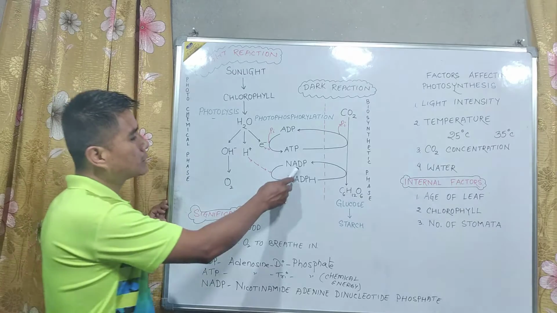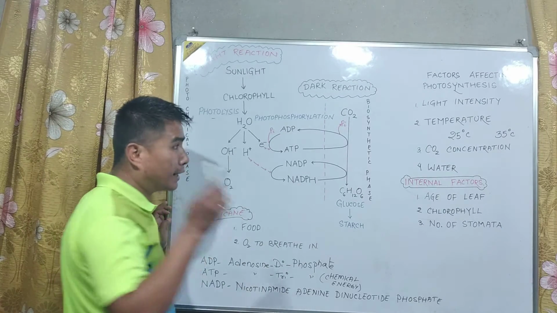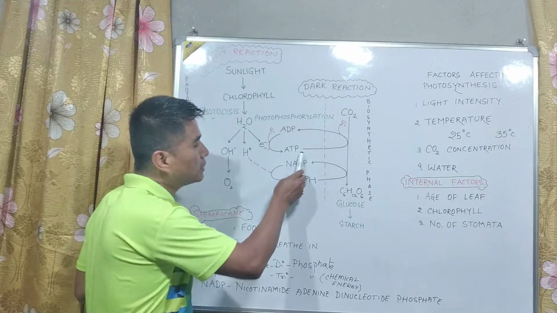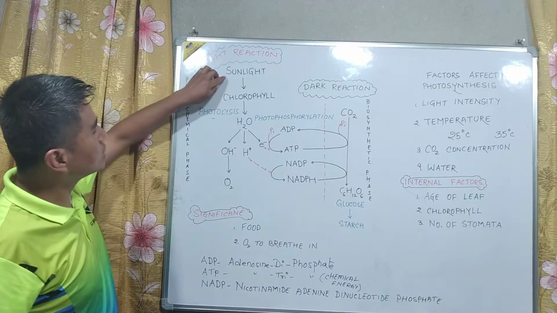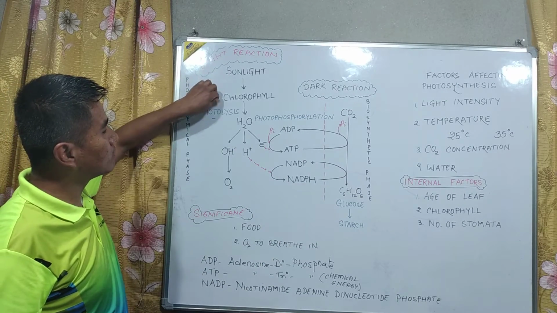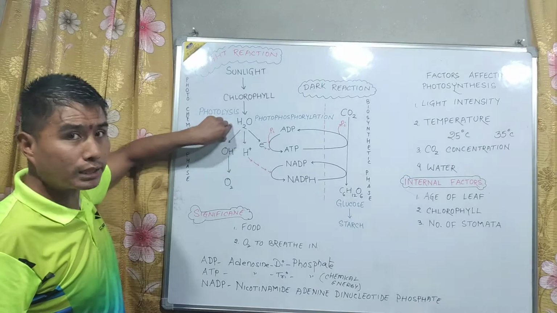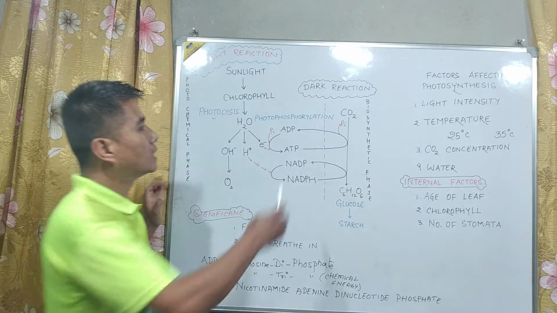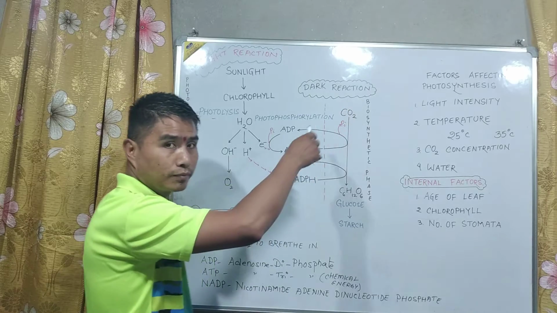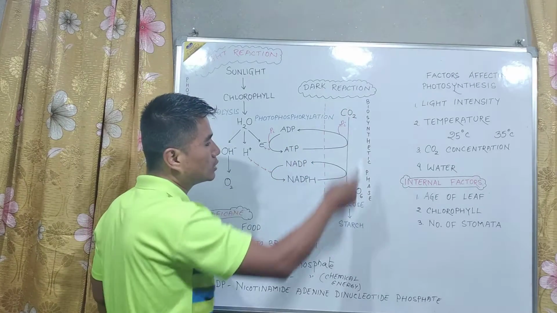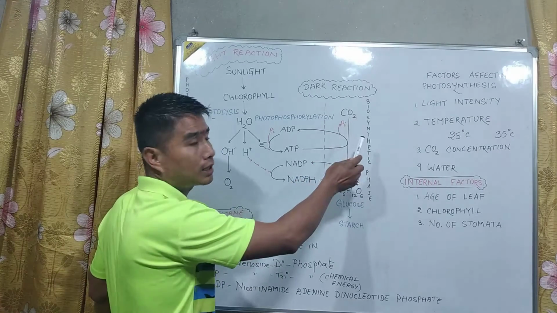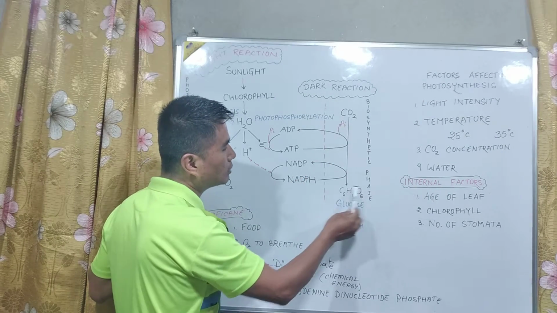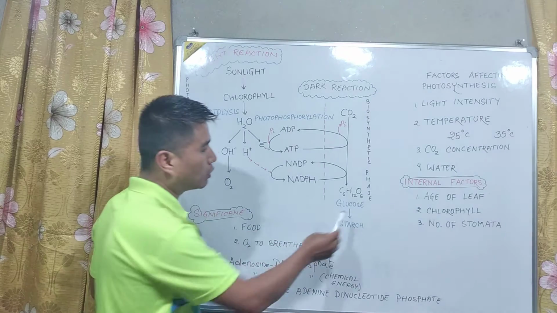Okay. So NADP is converted to NADPH. Now ATP and NADPH are formed. We have already used sunlight, we have already used chlorophyll, we have already used water. Now what is left? Carbon dioxide is left. Now carbon dioxide is waiting to get converted into glucose, because at the end what is formed? Glucose is formed. Now carbon dioxide already contains carbon and oxygen. Now what should be there to form glucose?